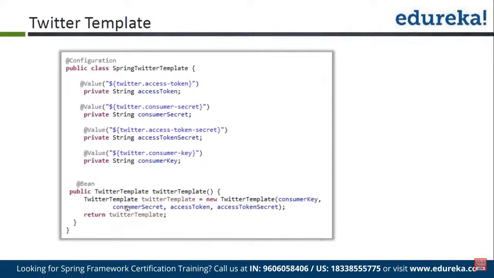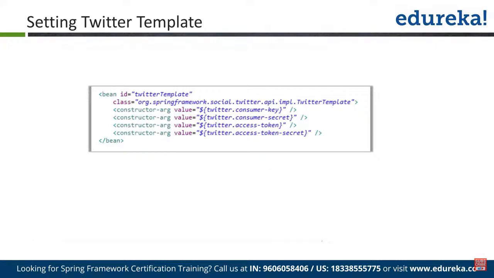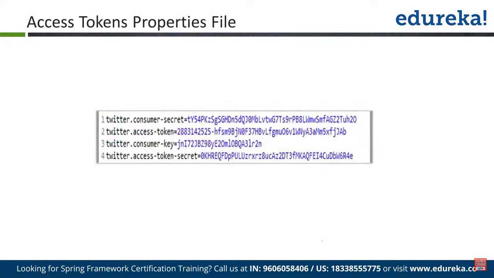Then you need to create a bean, Twitter template, by passing these 4 values to the Twitter template class. This Twitter template class is part of the Spring API, like JDBC template, Hibernate template, or any other template we have seen so far. So this is the way. Either you can use configuration like this, or you can use XML configuration like this. And you can use this ID to interact with your application. You can tweet, you can send messages, you can read messages on your Twitter account. This is the properties file where you can have your keys.